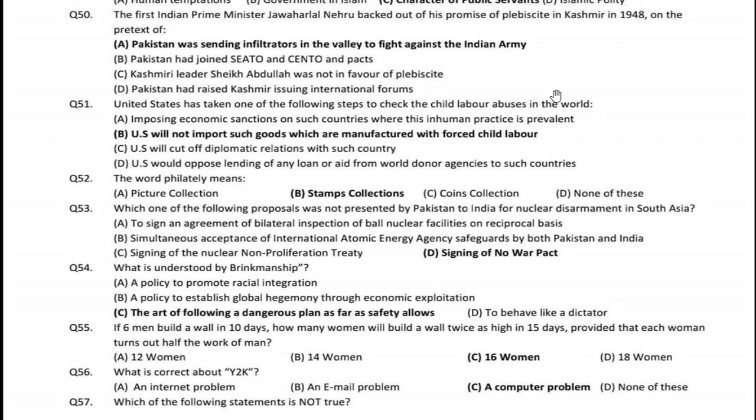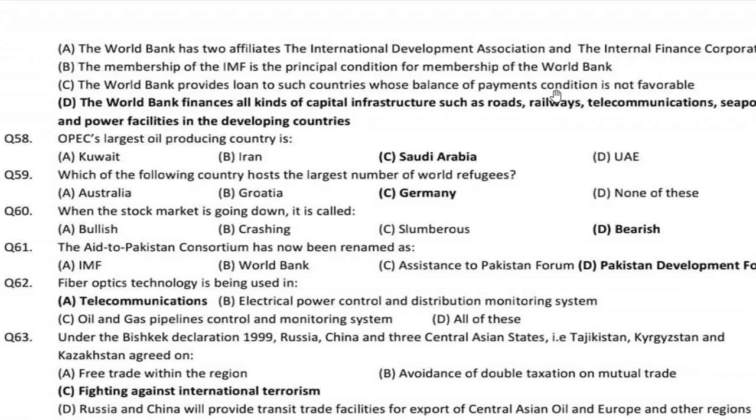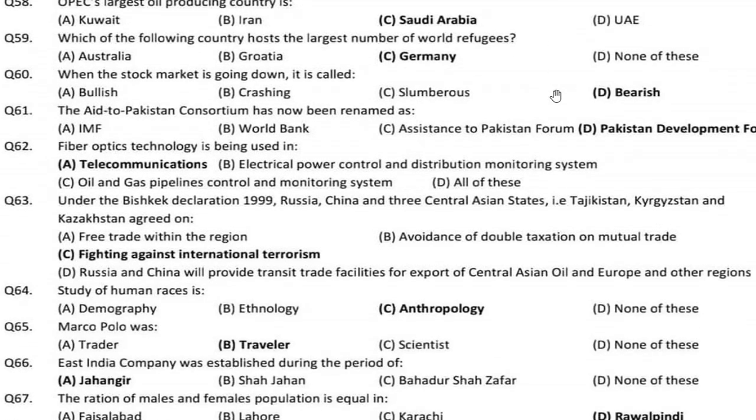Which of the following statements is not true? Option D, the World Bank finances all kinds of capital infrastructure such as roads, railways, telecommunications, seaports, and power facilities in the developing countries. OPEC's largest oil producing country is Saudi Arabia. Which of the following countries hosts the largest number of world refugees? Option C, Germany. When the stock market is going down, it is called bearish.